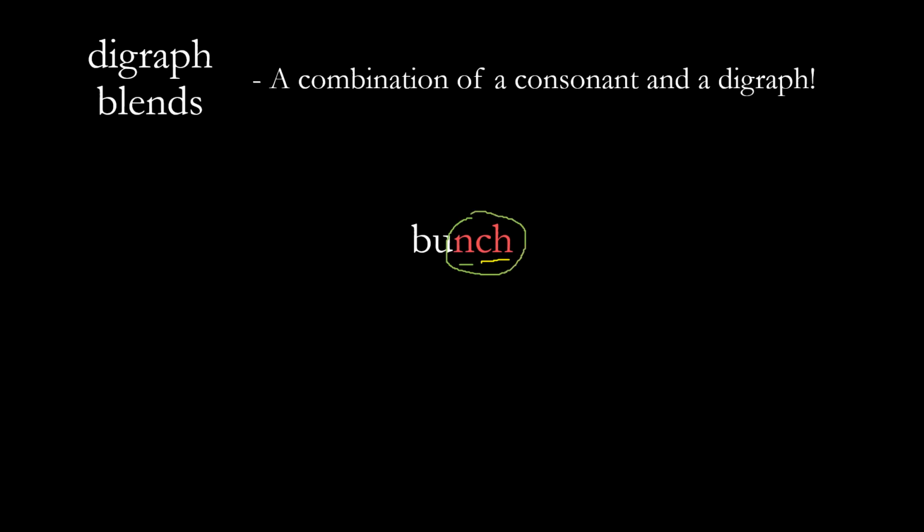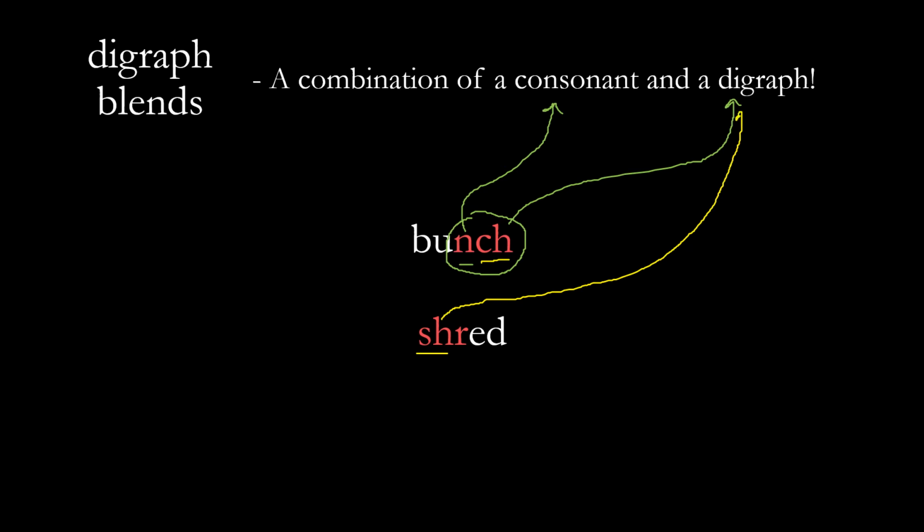okay? N is a consonant, and CH is a digraph. And when we put them together in this way, we have a digraph blend. We also see it in words like shred, where the digraph blends at the beginning of the word. And here you go again. We have SH, okay? And we've already learned that that's a digraph. And then we've got the R, a consonant that's attached to it. And that, plus the digraph, give us a digraph blend.